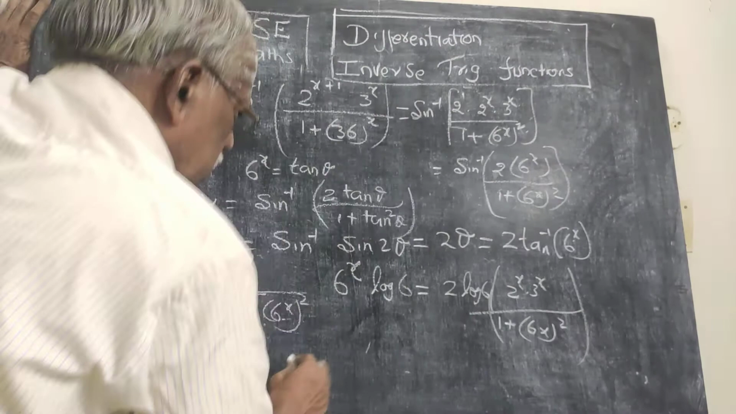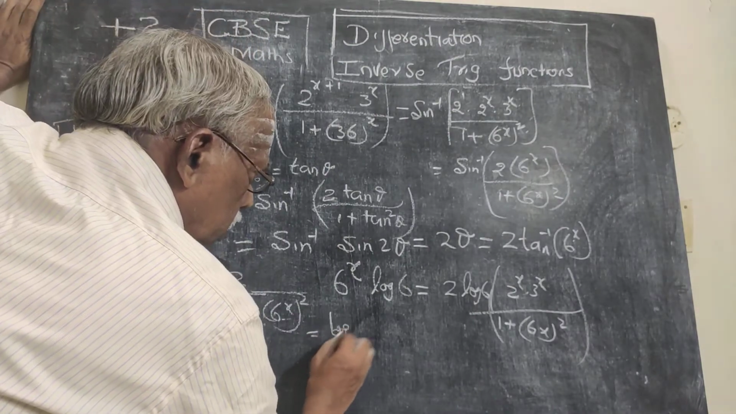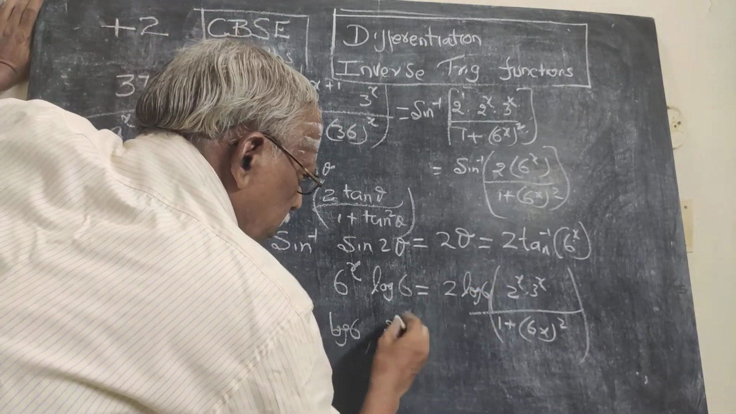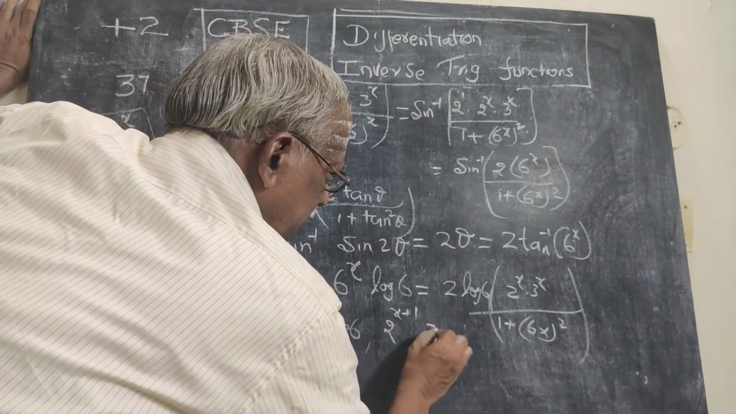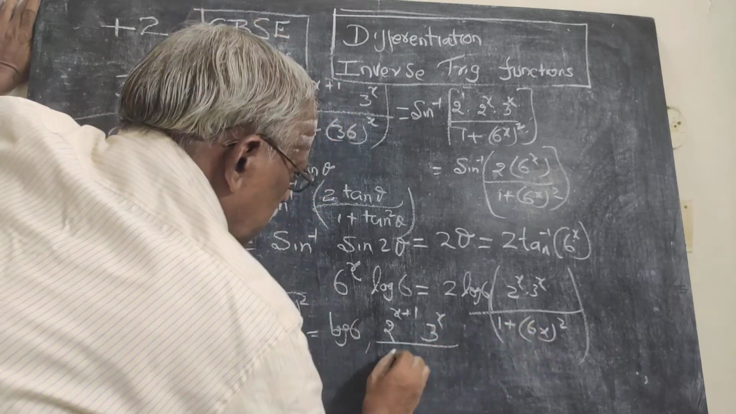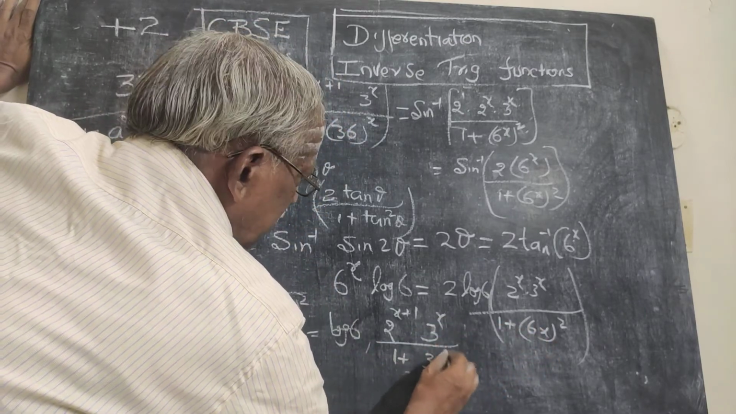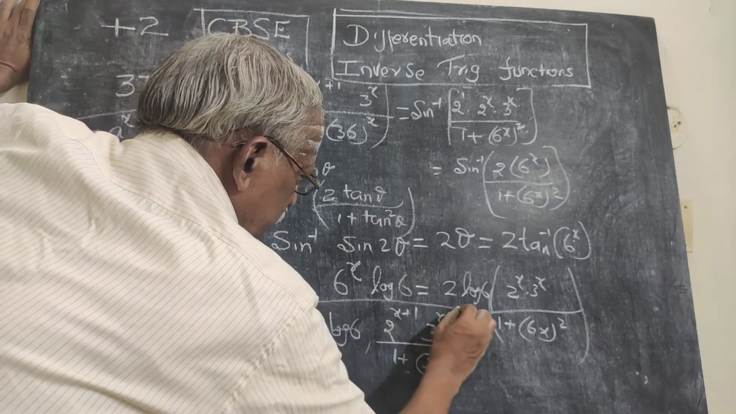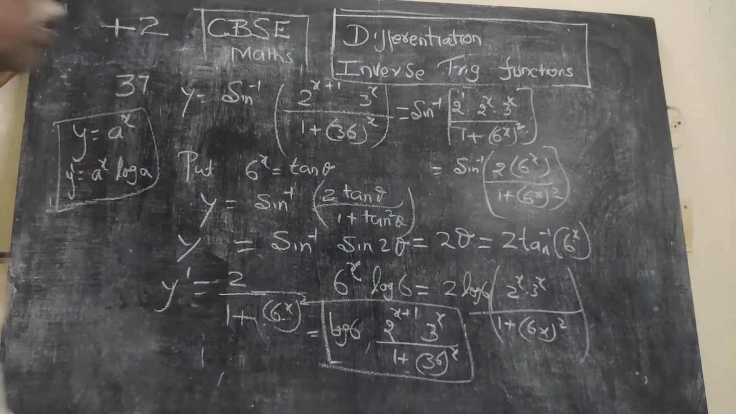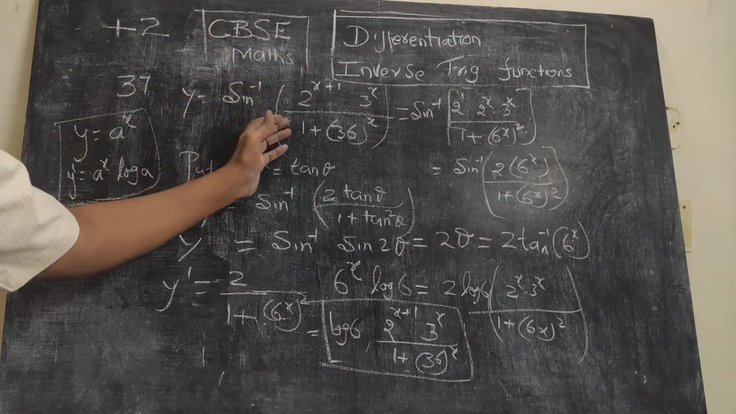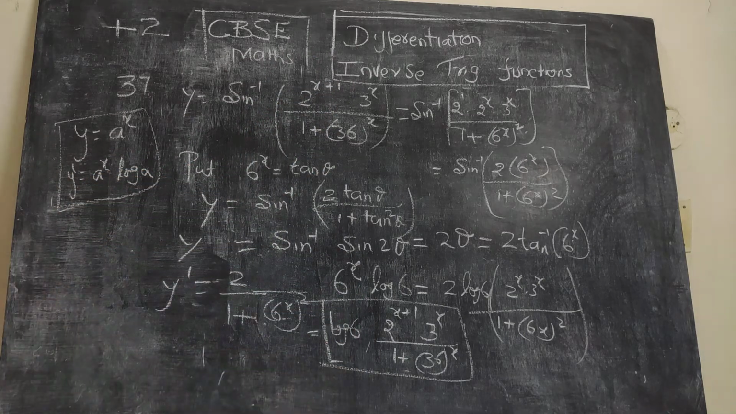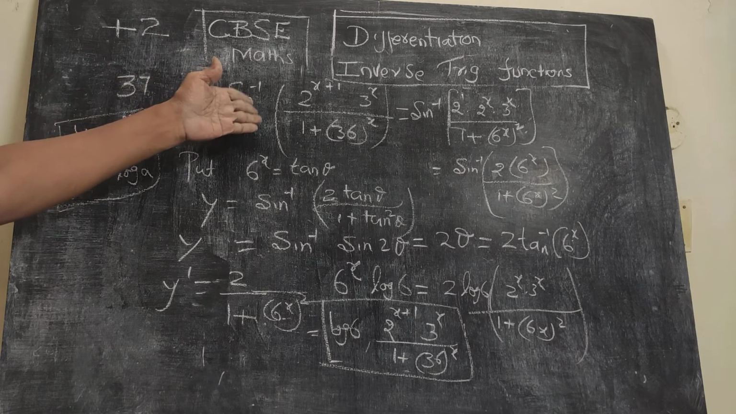Or you can even bring it to this way. So log 6, and this 2, when you bring it inside, will become 2 power of x plus 1, and this 3 power x will be there. Instead of this, I can write this as 36 power x. So the problem itself, we are coming back: 2 power of x plus 1, 3 power x, and this 1 plus 36 power x, with an extra log 6 there. Up to this we can bring it. So that will be a nice one, a very nice problem.